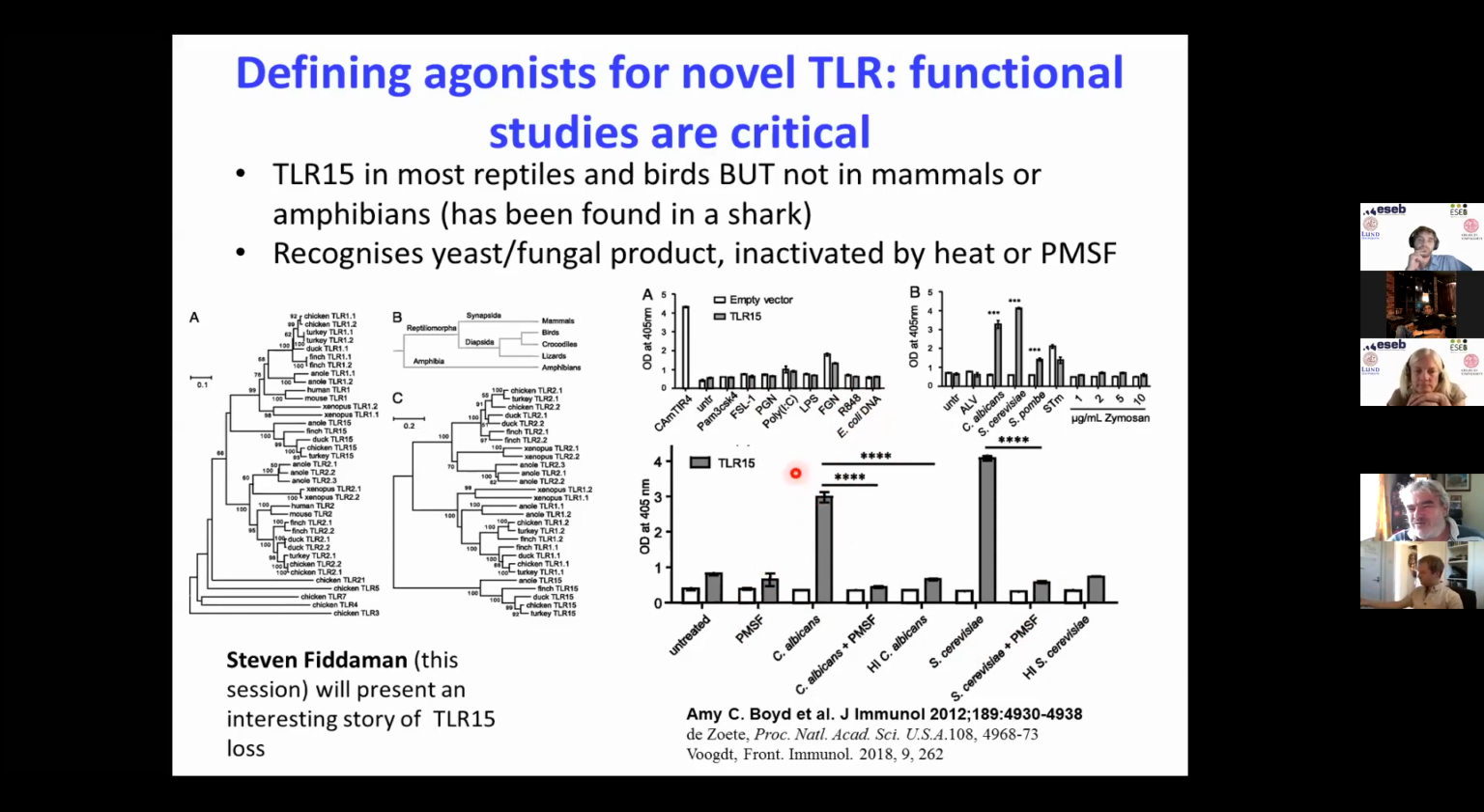Now, what we know is that this ability to activate TLR15 is actually inhibited by heating the lysate or by treating it with the enzyme inhibitor PMSF. So we know it's an enzymatic activity within yeast and fungal lysates that's responsible for activating TLR15. At the same sort of time, other groups were also involved in identifying these sorts of agonists as being activators of TLR15.